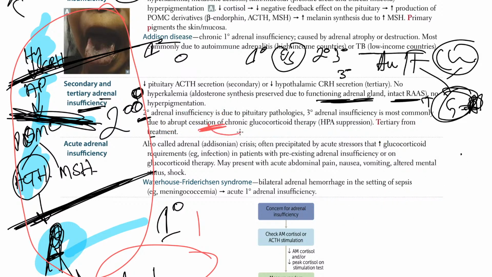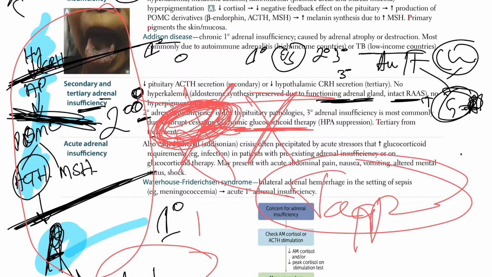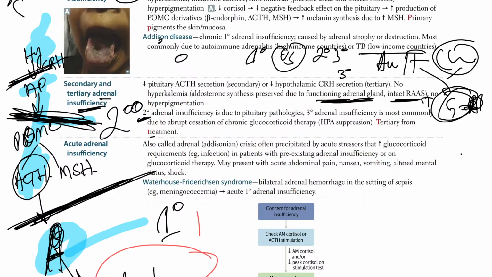Simple. Getting back to the topic, we have chronic glucocorticoid therapy. We do not abruptly cease the adrenal corticoid. Not abruptly. What do we do? We taper them off. Simple. Why? Because we don't want to suppress this HPA axis. Okay, so again, tertiary is from treatment.